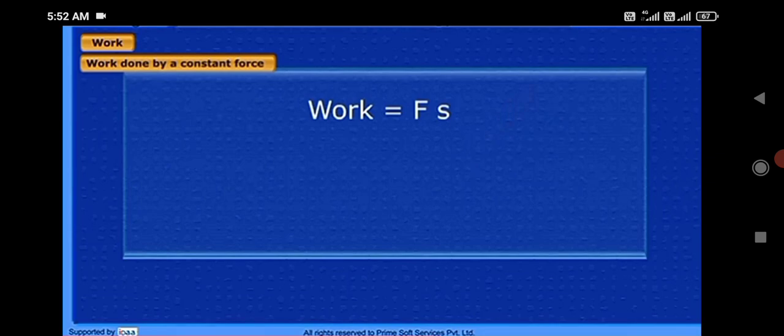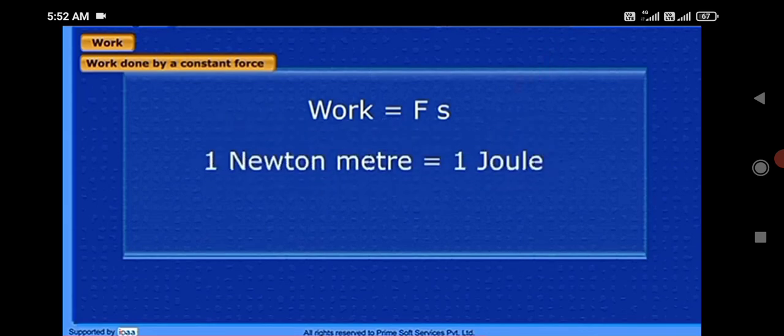So if you apply force, then it will displace, and the object will move. So work done equals the product of force and displacement.